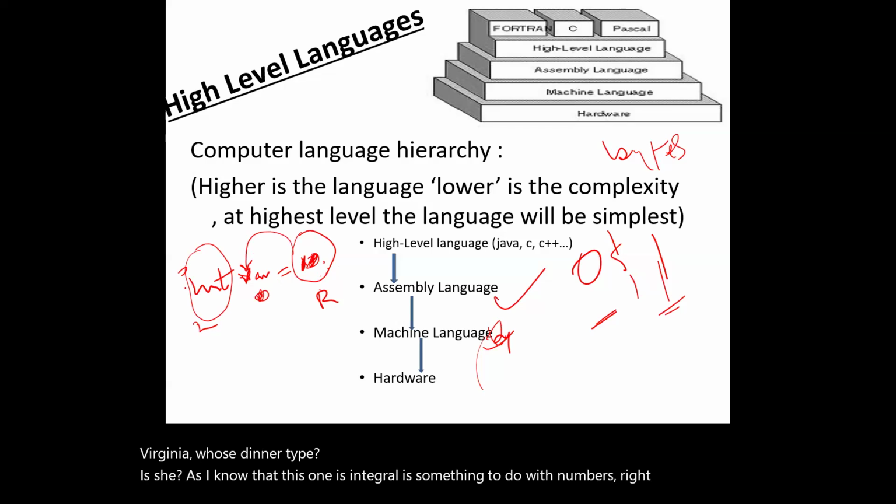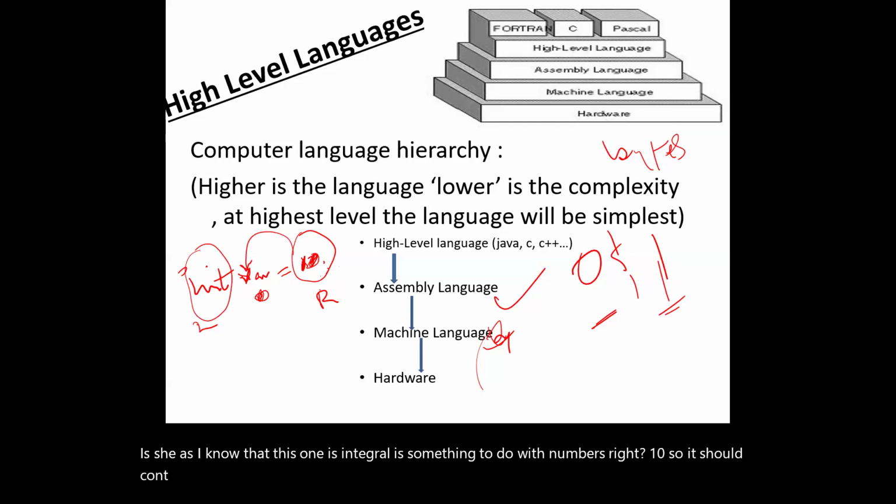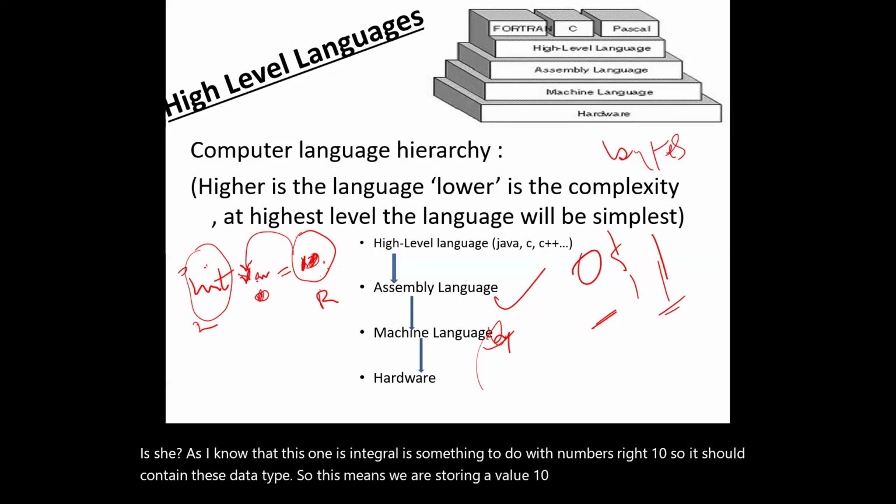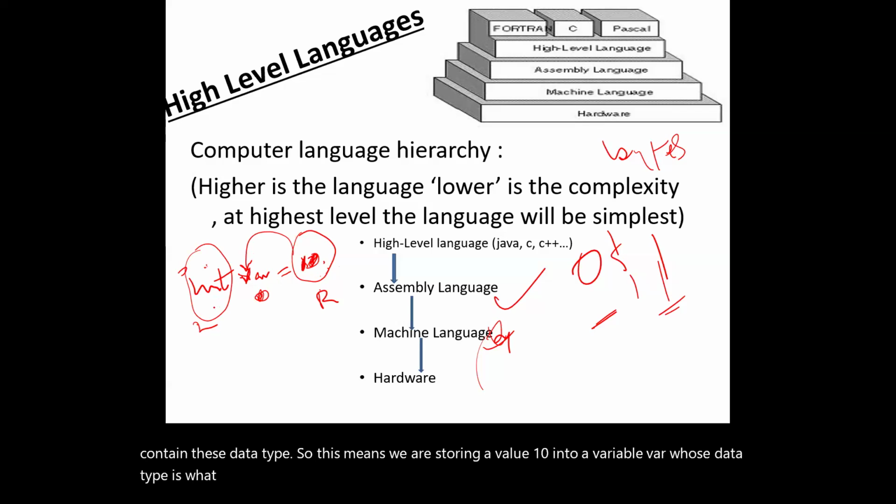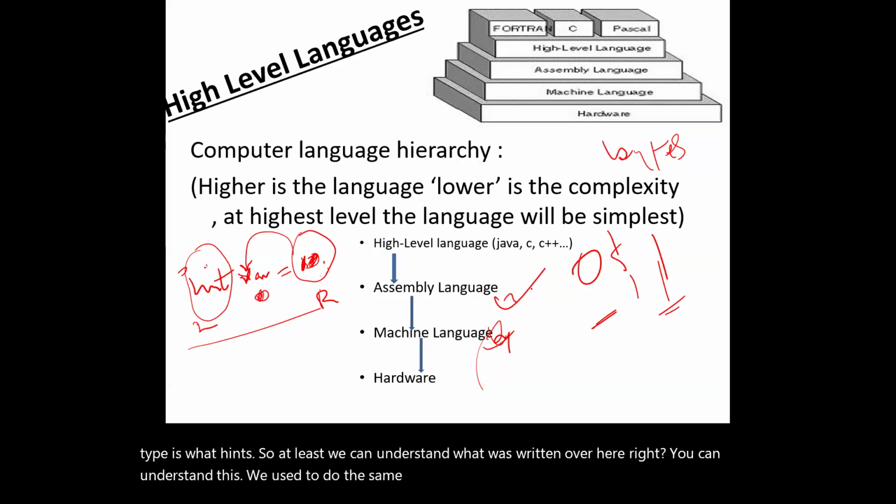Yes, 10. So it should contain this data type. This means we are storing a value 10 into a variable var whose data type is what? Int. So at least we can understand what was written over here, right? You can understand this. We used to do the same in assembly language.